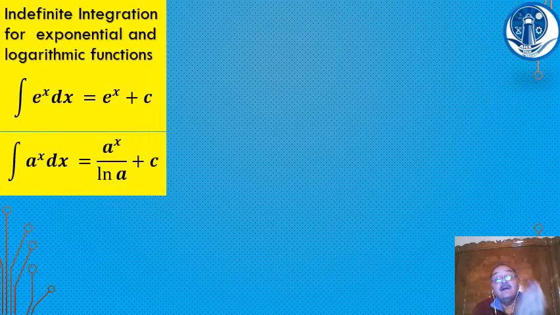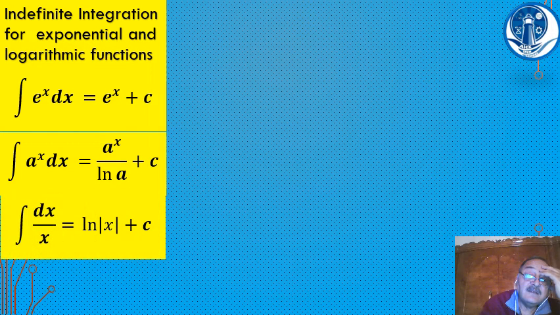Here is a summary for the indefinite integrals of exponential and logarithmic functions. The integral of e^x dx is e^x plus c. The integral of a^x is a^x over ln a, since the derivative of x equals 1. Here is dx over x, the integration of 1 over x, which is ln of absolute x plus c.